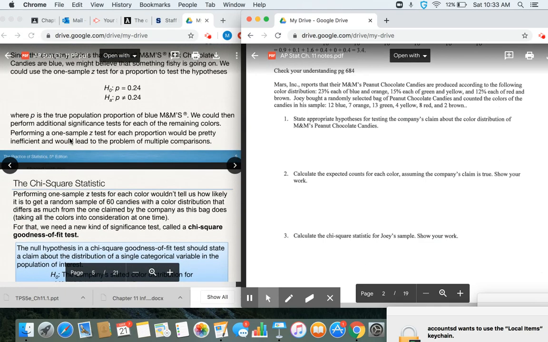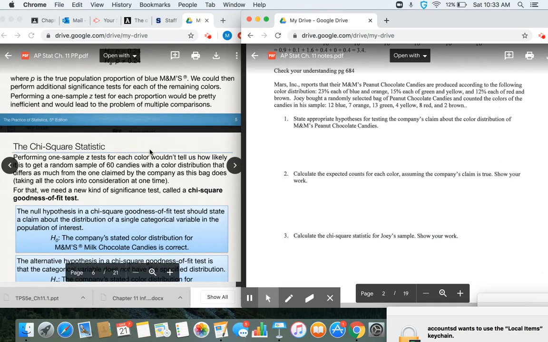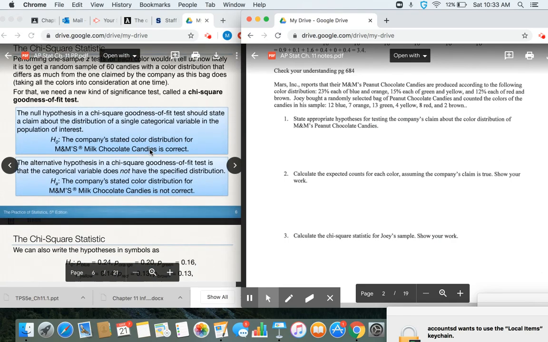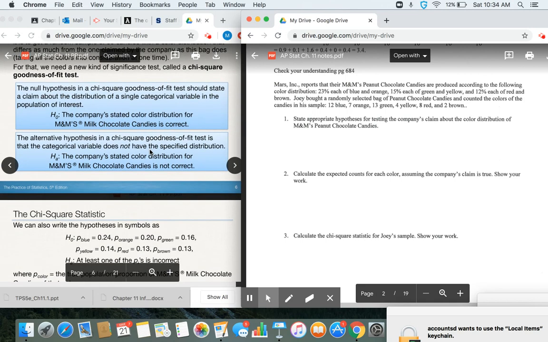So the way in which we would do that, we would take a one sample z-test for proportions. But now what chi-squared goodness of fit does is we're going to be able to say, okay, our null hypothesis, and there's a little writing to this null hypothesis, it's a little lengthy, is the company's stated color distribution is correct. It is what they claim to be, okay? And our HA, the alternative, would be that it's something different than what they say. It's something else. It's just not correct.